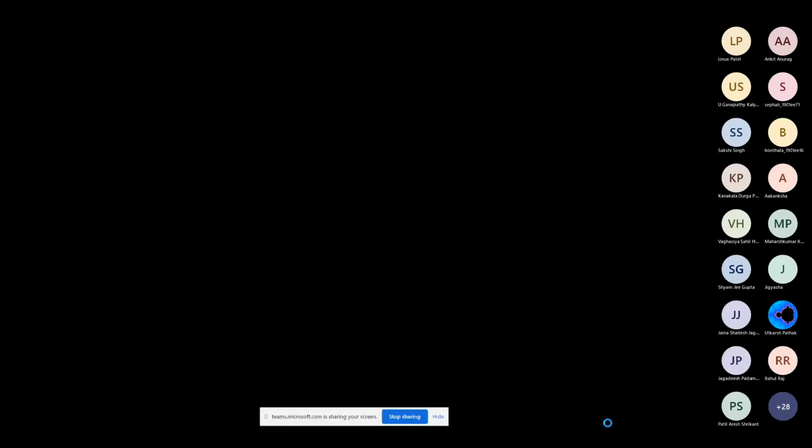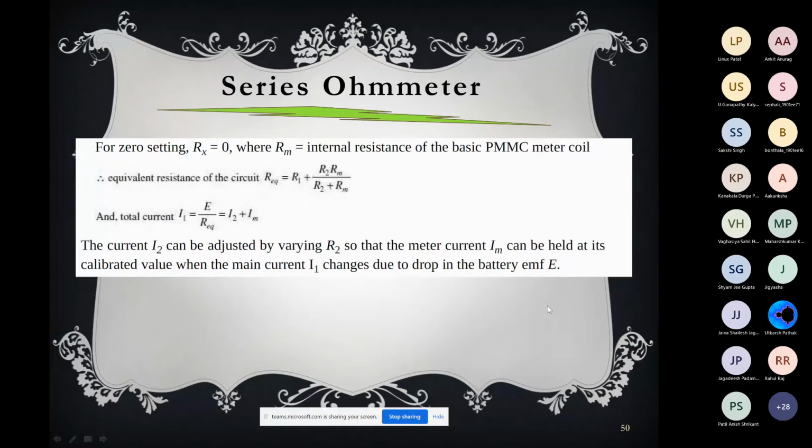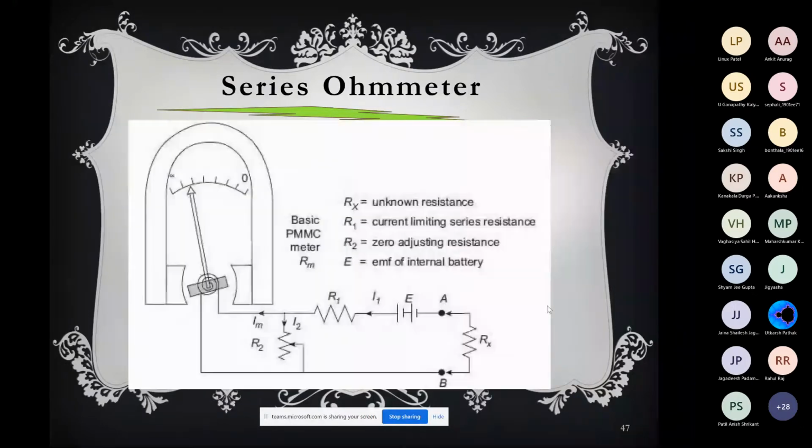So what we said is the zero setting resistance. For zero setting resistance, what we have to do is, Rx will be 0. So you see this figure again. You can draw it in your notebook also. This figure we will be referring to. Okay, so we can copy this also and paste it there for ready reference.